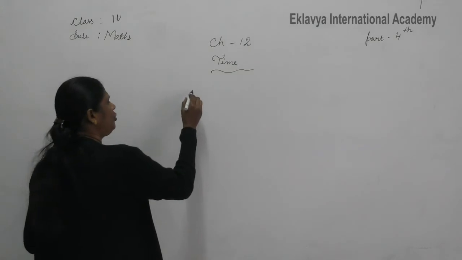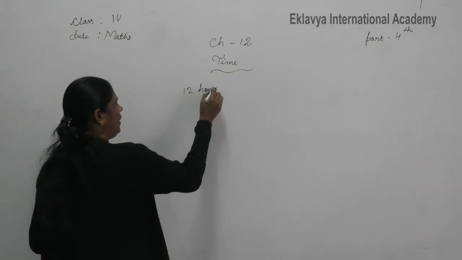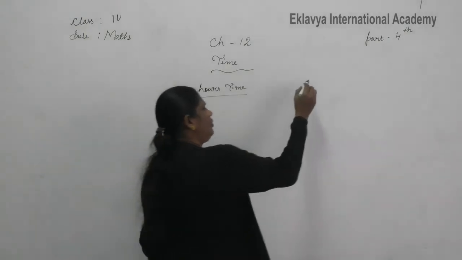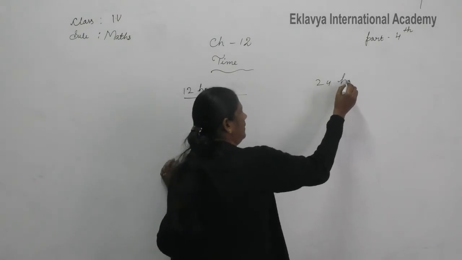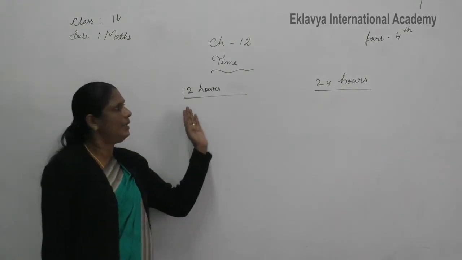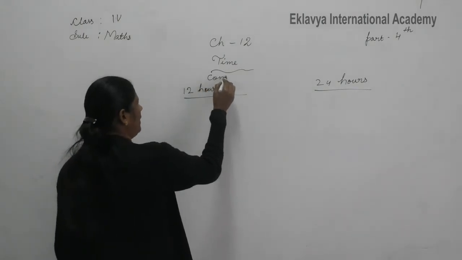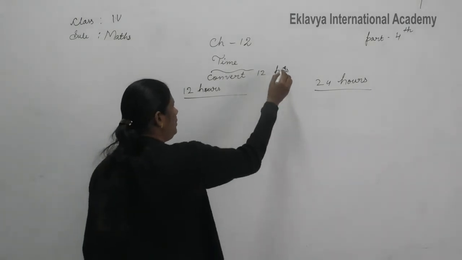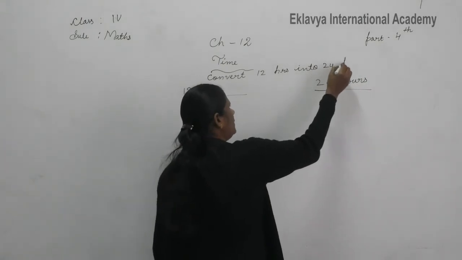There we make two columns. First 12 hours time, then here 24 hours. Convert 12 hours into 24 hours.